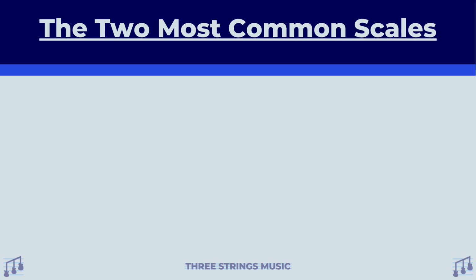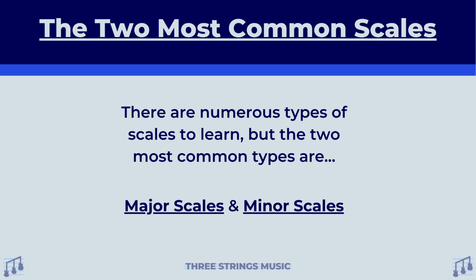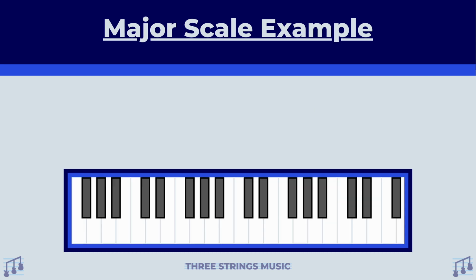Now, there are a bajillion different kinds of scales that you can learn and play around with, but the two most common types that you're going to see in many places are major scales and minor scales. Get used to these because, especially in Western music, there are a lot of songs that use these scales. Here is an example of one of these scales in action. This is called A major.